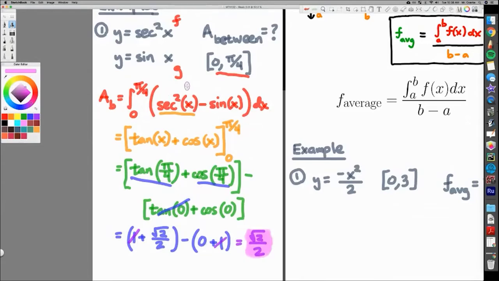Now, say you messed up the f and the g, you would have negative root 2 over 2. Just make it positive. Don't lose simple points like that. Don't get a lower grade because of that.